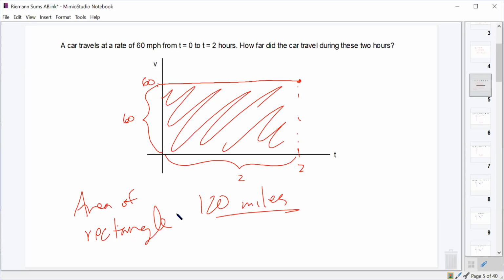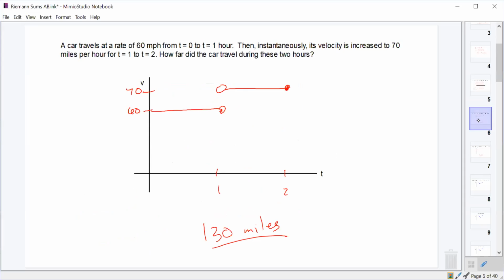All right, well, what about this one? This one was different, right? I have two different rectangles, don't I? What's the area of the smaller rectangle? 60. What's the area of the bigger rectangle? 70. Add those together, you get 130. It was just the area underneath my velocity function.